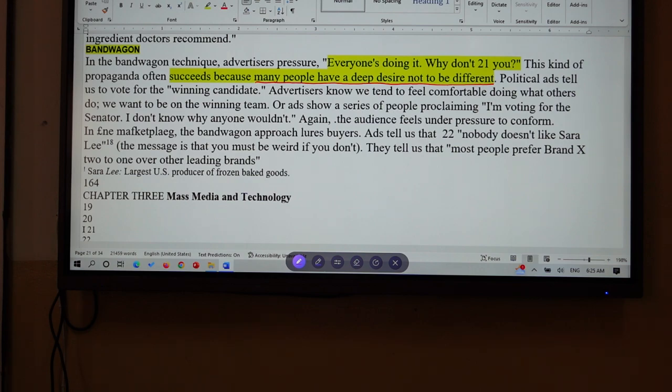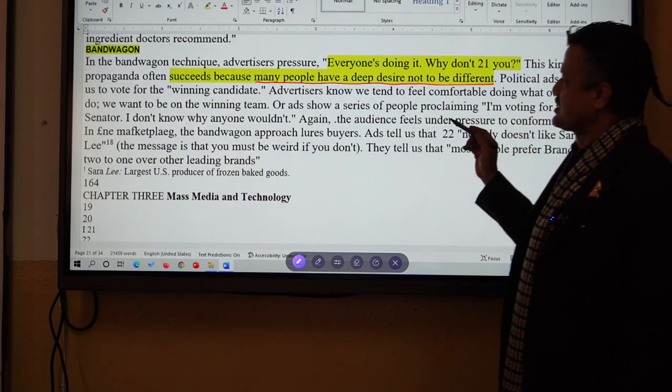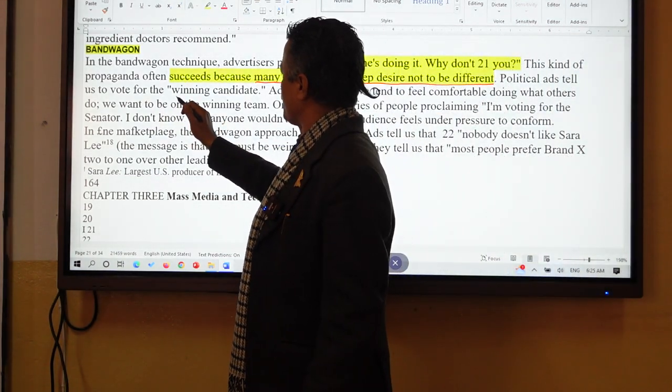Boys follow the trend in fashion. You go with the trend, right? Why? Because you don't want to be different. Political advertisements tell us to vote for the winning candidate.